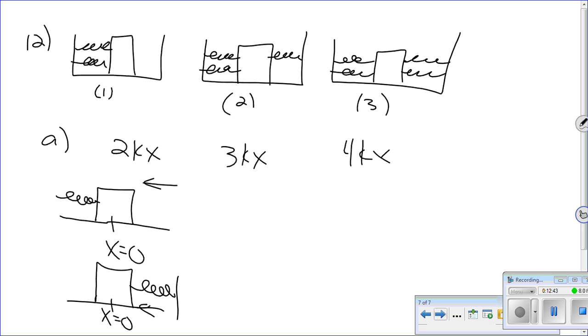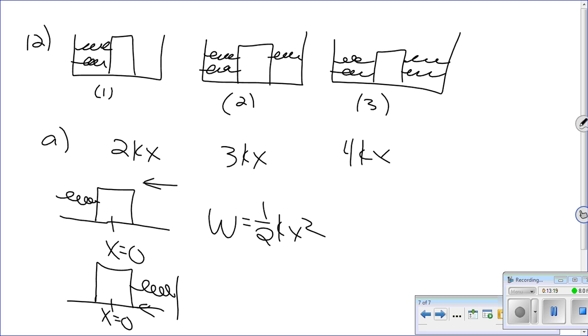Now it says rank the arrangements according to the work done on the block by the spring forces, greatest first, when the block is displaced by distance d. I think it's going to be the same thing, right? Because the work done by one spring is 1/2 kx squared, so we're going to have 2 times 1/2 kx squared, 3 times 1/2 kx squared, and 4 times 1/2 kx squared. So I think the answer is 3, 2, 1, right?